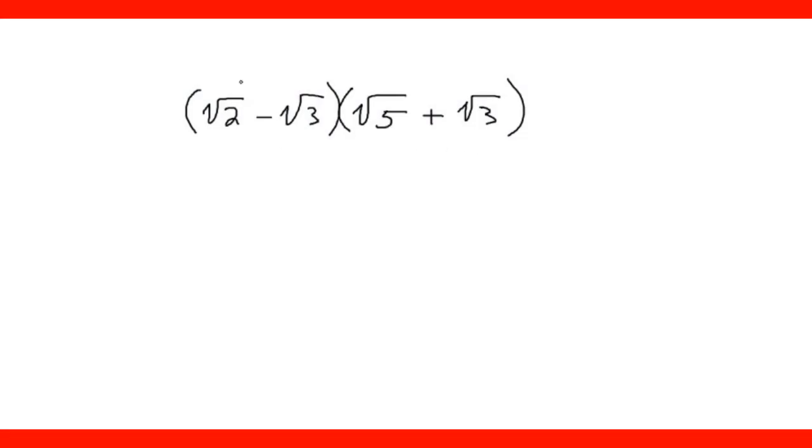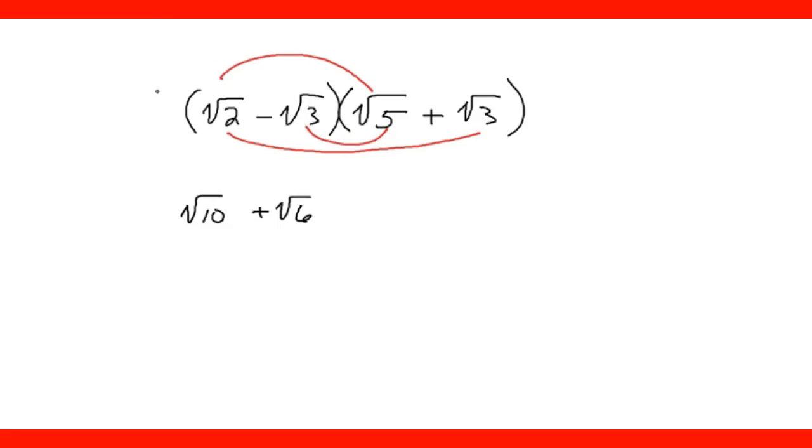Okay, I've got two binomials, so here's our friend FOIL again. Here's my F. Radical 2 times radical 5 is radical 10. My O is radical 2 times radical 3. That's radical 6. My I is negative radical 3 times radical 15. That's minus radical 15. And then my L, hey, those are buddies. I can either write minus radical 9, but since they're buddies, I can just write minus 3.